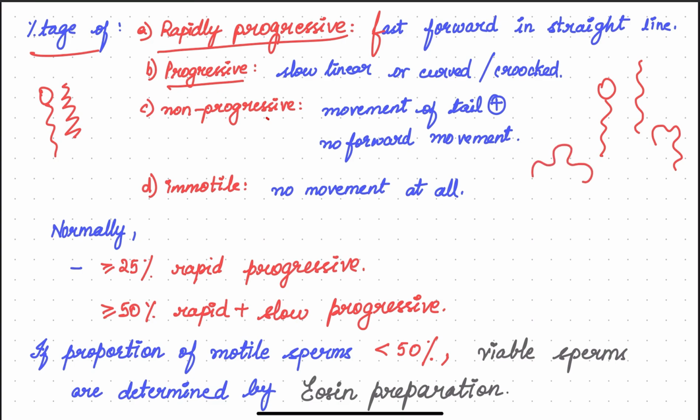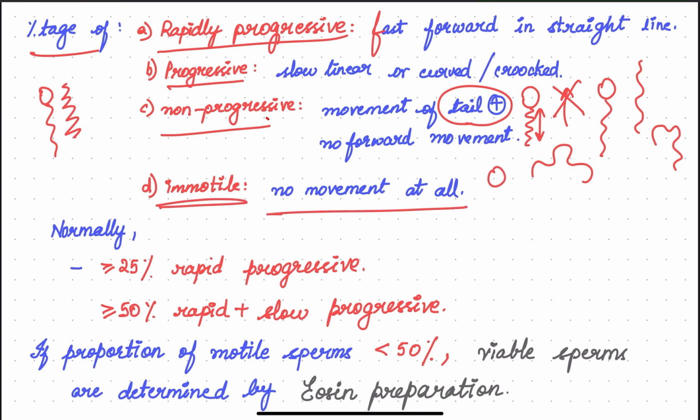That is progressive. Non-progressive means this is a sperm where only the tail wiggles. Only the tail moves, and the sperm does not move forward. It does not progress forward. That is non-progressive. Immotile means there is no movement at all. The sperm just lies like this. There is no movement of the tail, neither the tail nor the sperm as a whole. That is said to be immotile.